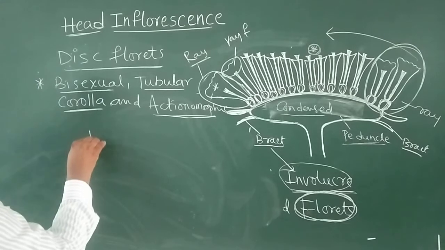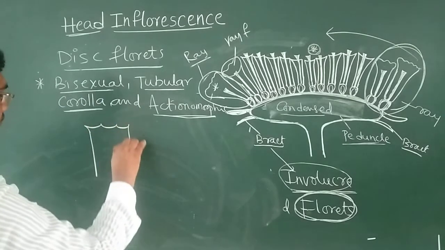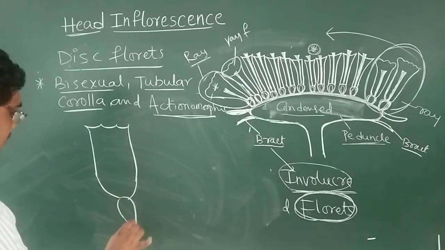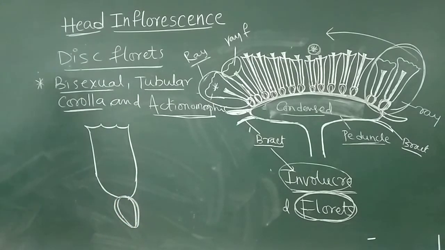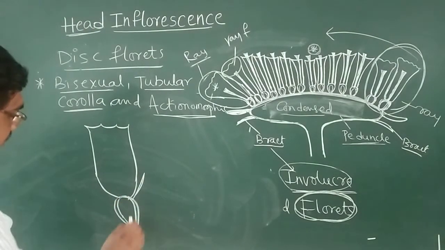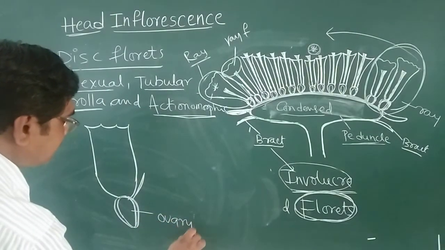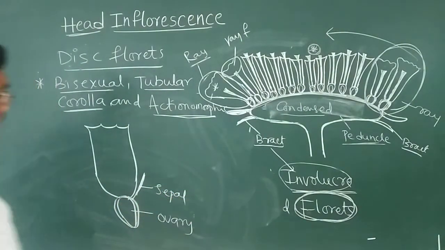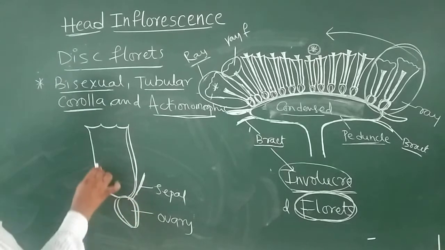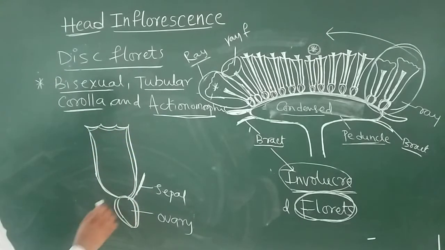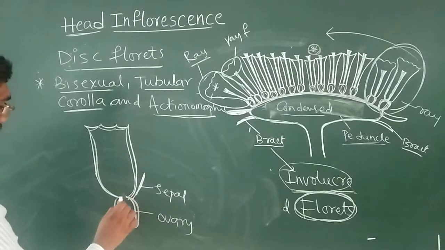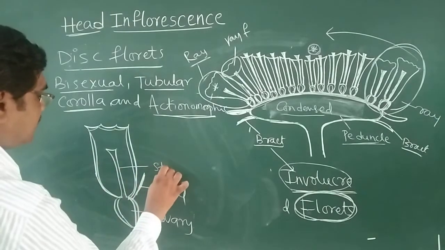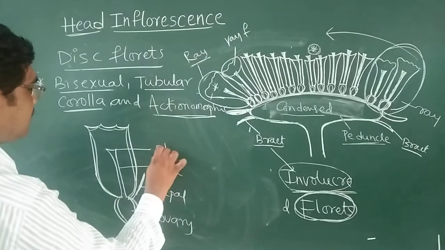See here, these are the disc florets. Like this, disc florets are there in the head inflorescence. This is the sepal, this is the ovary. So, this is the sepal, and this is a tube-like corolla. In this ovary there is the style and stigma. This is the style, this is the stigma.